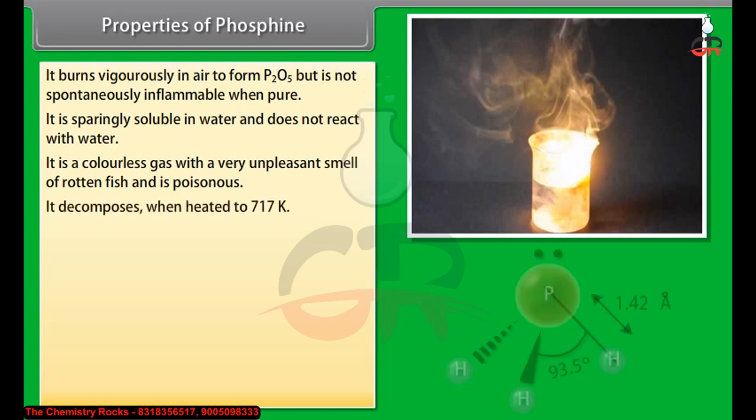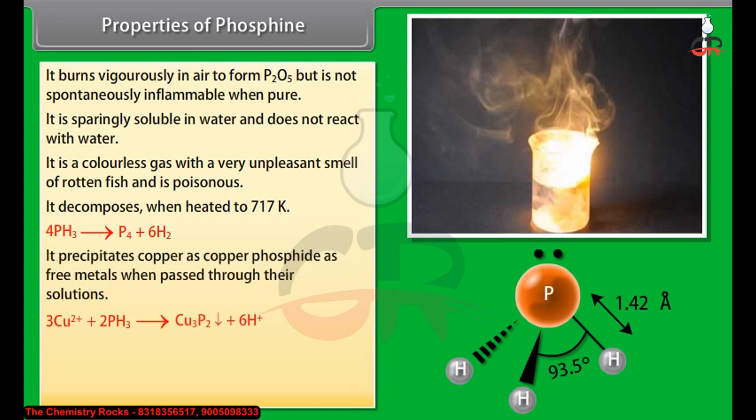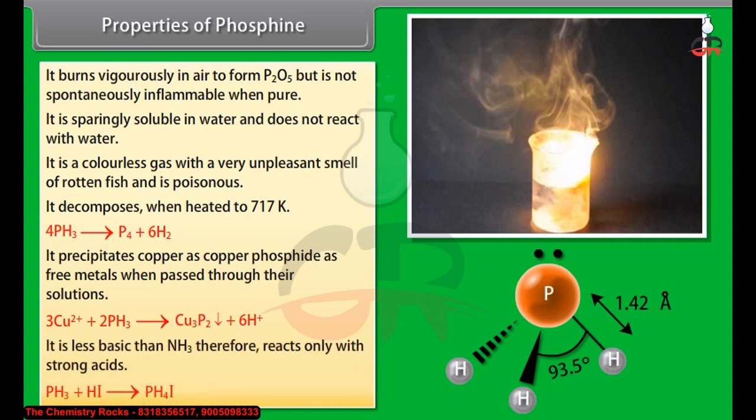It decomposes when heated to 717 Kelvin. It precipitates copper as copper phosphide and other free metals when passed through their solutions. It is less basic than NH3, therefore reacts only with strong acids.